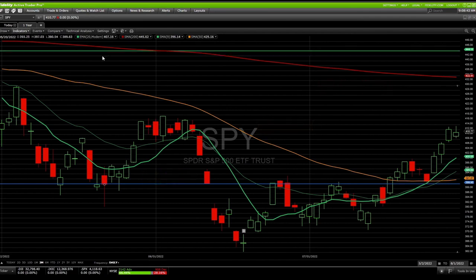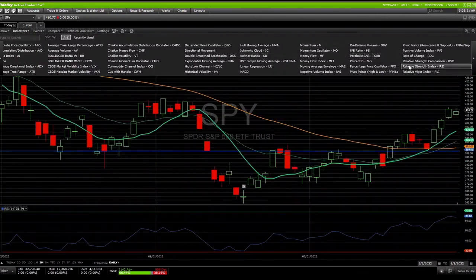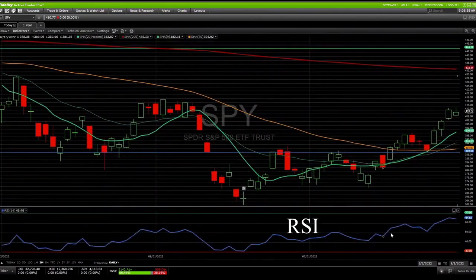And the first one is the RSI, which is the relative strength index. So we're going to come up here and we're going to add the RSI. Pretty easy to do right here. You see the RSI is now down here. So the RSI, the relative strength index, is a momentum indicator used in technical analysis. The RSI measures the speed and magnitude of a security's recent price changes to evaluate overvalued or undervalued conditions in the price of that security.